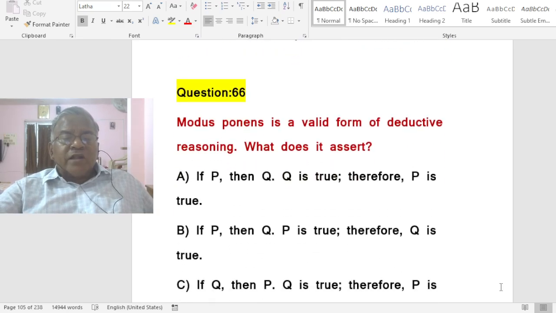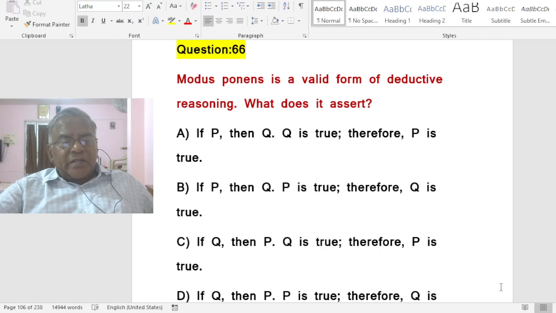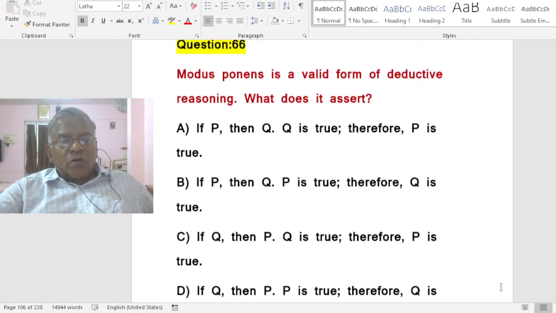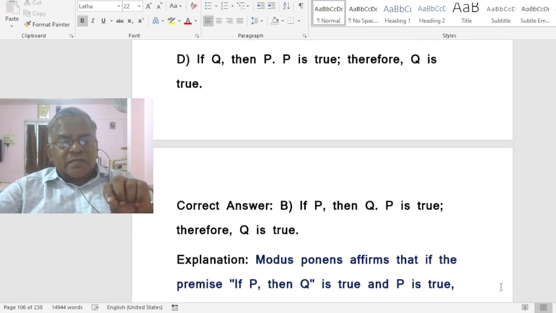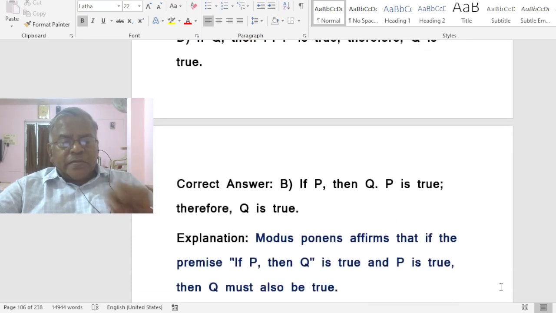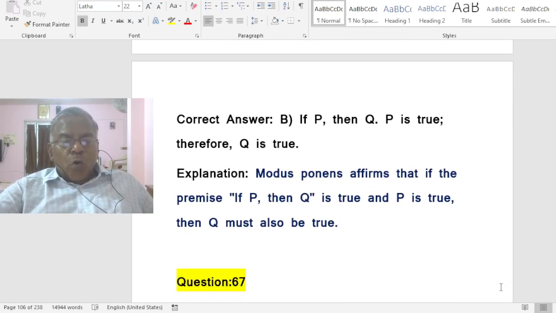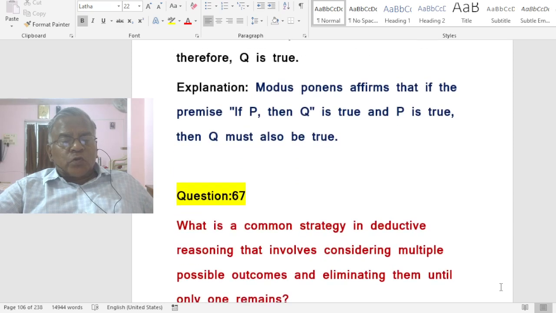Modus ponens is a valid form of deductive reasoning. What does it assert? If P then Q, P is true, therefore Q is true. That is the correct answer. If P then Q, and P is true, then Q is true. That is called modus ponens. Modus ponens affirms that if the premise 'if P then Q' is true and P is true, then Q must also be true.